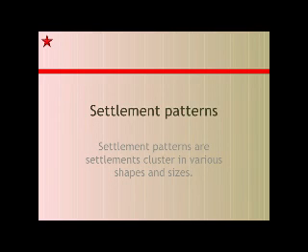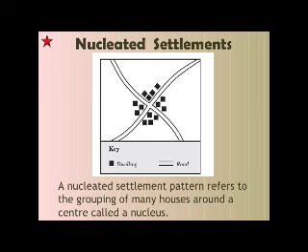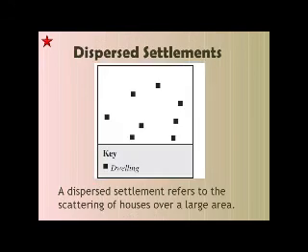Now we come to the first settlement, that is the nucleated or clustered settlement. It refers to the grouping of many houses around a center. Now here the buildings are in a compact form and they are clustered near the water supply. Next we come to the second one, that is the dispersed settlements. Now a dispersed settlement, also known as the scattered pattern, refers to the scattering of houses over a large area.